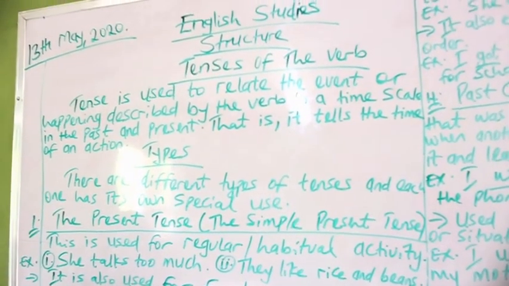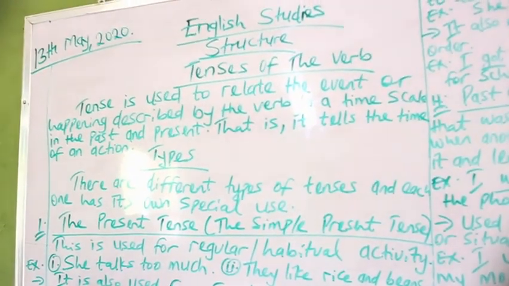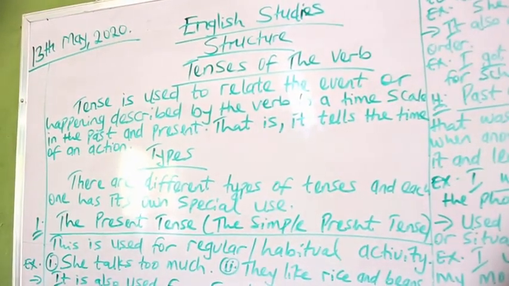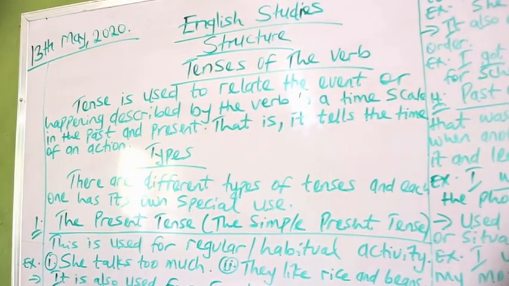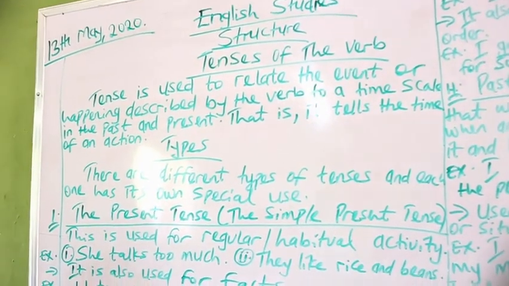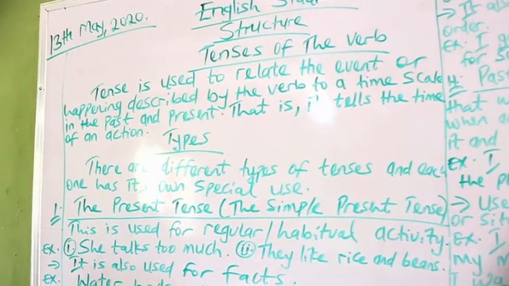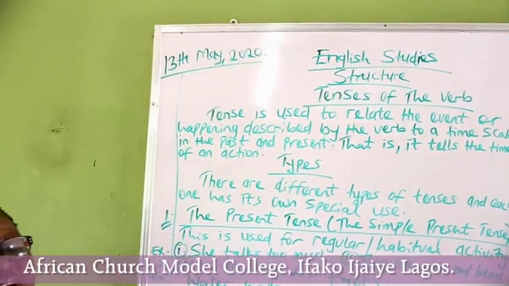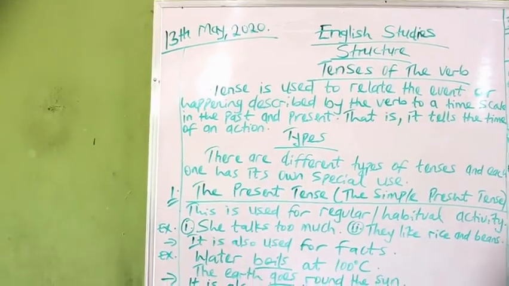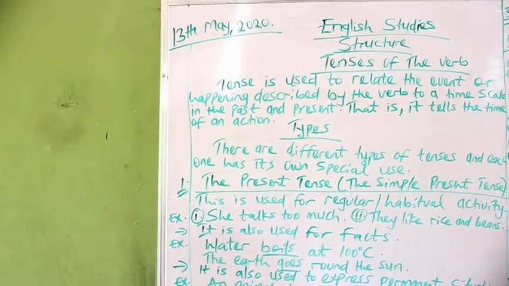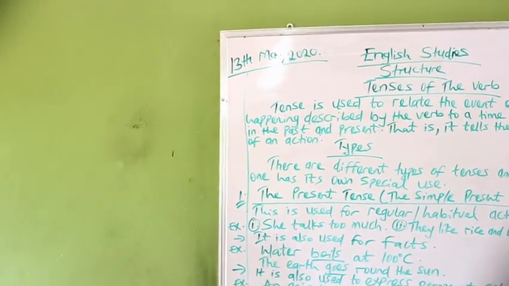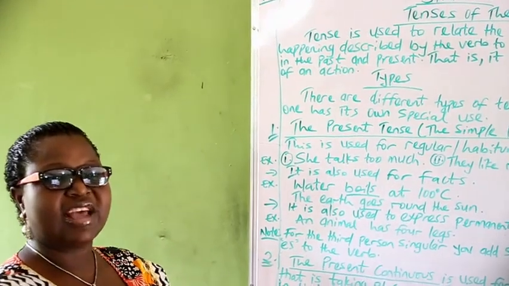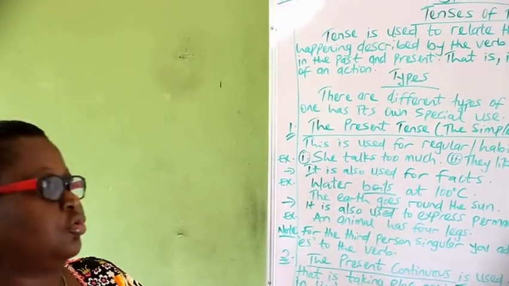A verb in English tells the time of an action. And when we talk of tense, it is used to relate the events or happenings described by the verb to a time scale in the past and present. In essence, tense tells the time of an action. When we talk about tense in English, it's talking about the time that the action or activity we're discussing in the verb is being carried out.